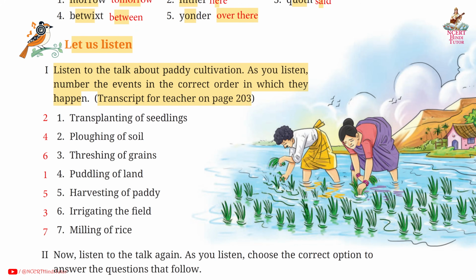So, friends, first is puddling of land, second is transplanting of seedlings, third is irrigating the field, fourth is ploughing of soil, fifth is harvesting of paddy, sixth is threshing of grains, and seventh is milling of rice. So, friends, you can note it.